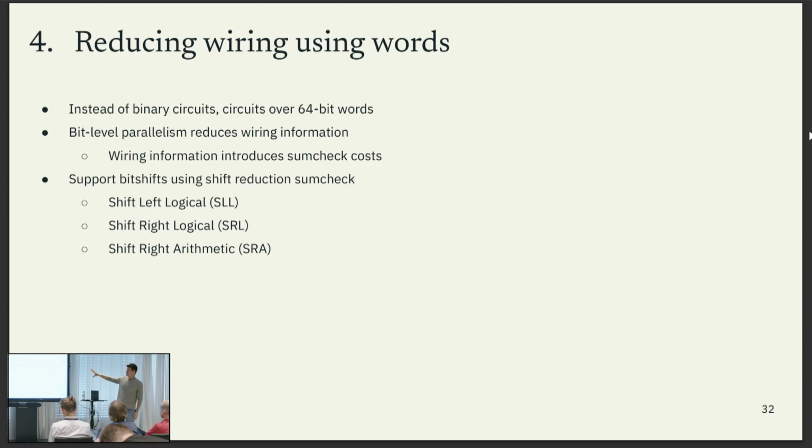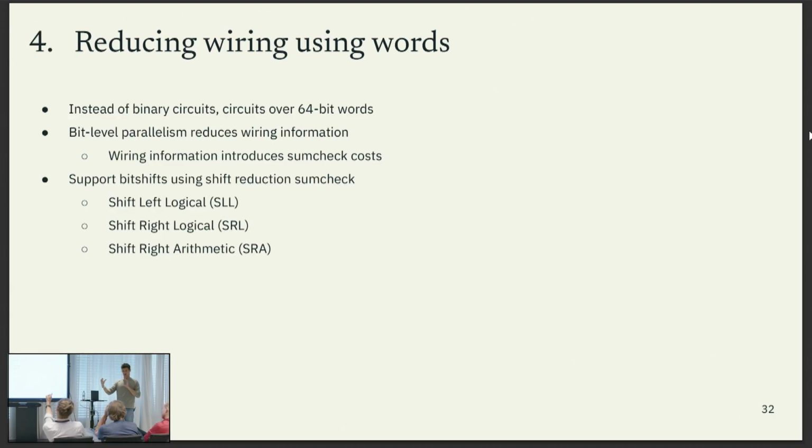And the fourth thing is, again, we're comparing what Binius64 does to a naive Spartan over GF(2). We're just going to reduce the amount of wiring information by exploiting bitwise parallelism. This basically means that if we define our circuit over 64-bit words and say that every 64-bit operation is going to do a lot more stuff than a 1-bit operation, we can just reduce the amount of wiring information, just the wiring cost. So that's why we chose this model.